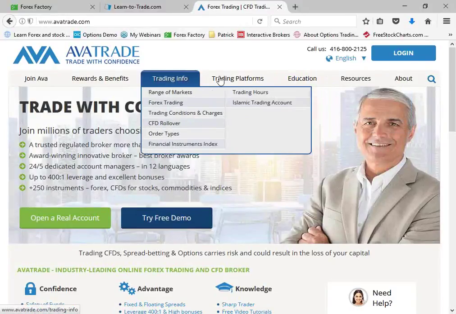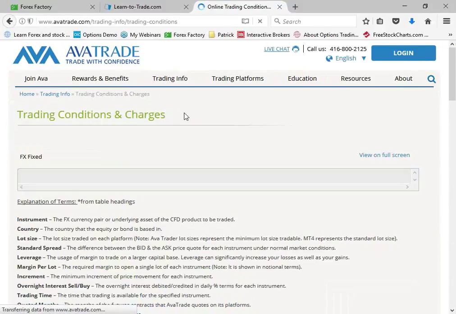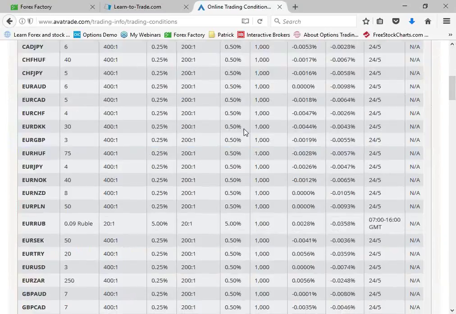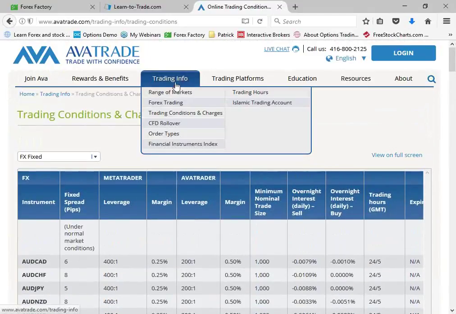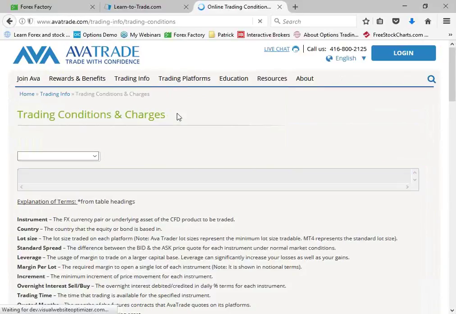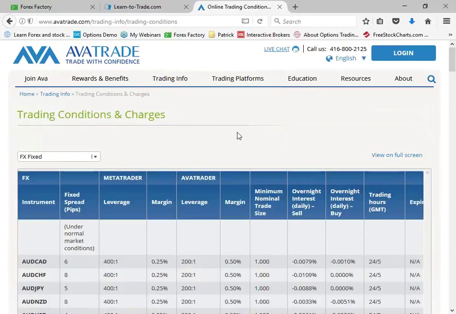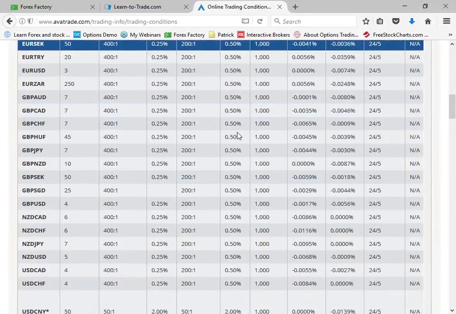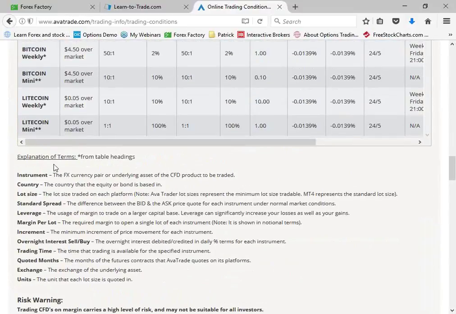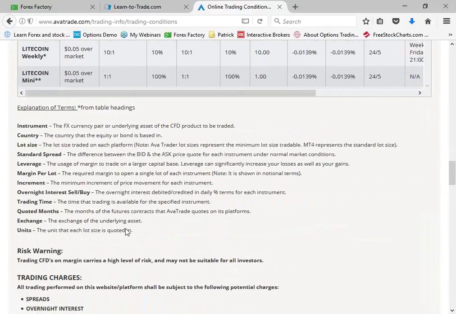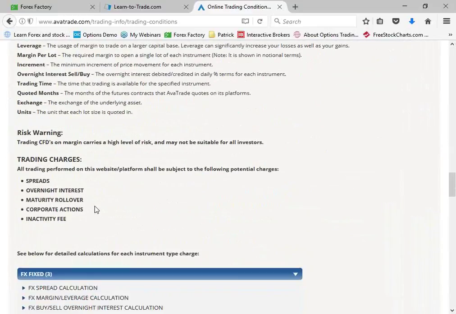Avatrade.com, and you'll see here trading info. You'll see trading conditions and charges right in here. Read the fine print so that you know exactly what you are responsible for, your leveraging power that you're receiving. So it'll give you all the spreads, the leveraging that you get on the different products. It will also tell you the margin requirements. It'll kind of give you all their trading conditions right in here.